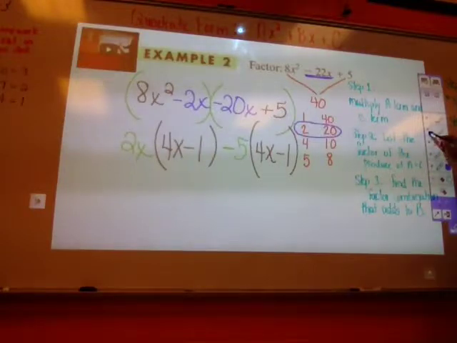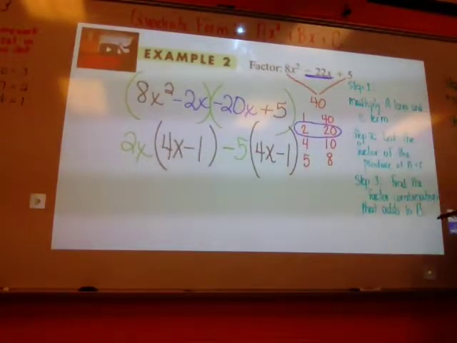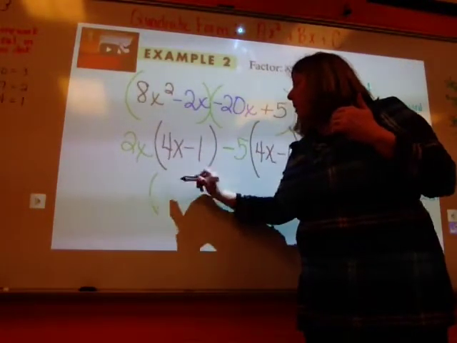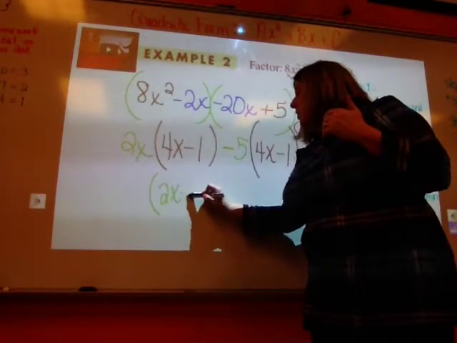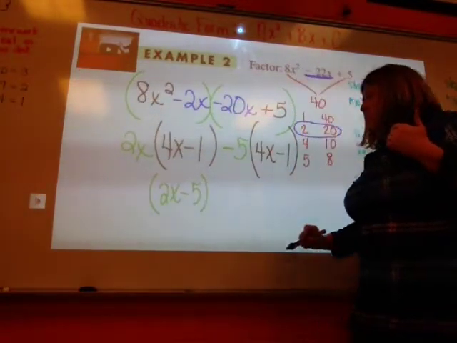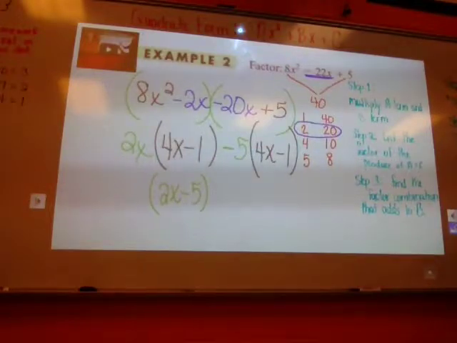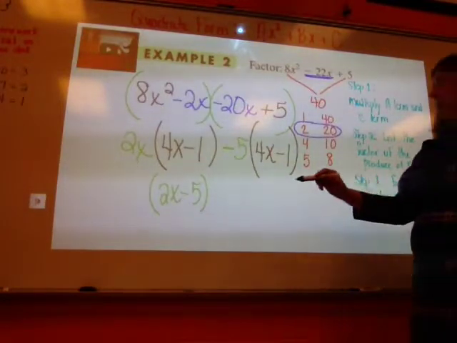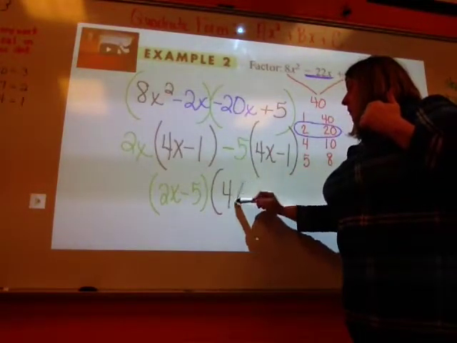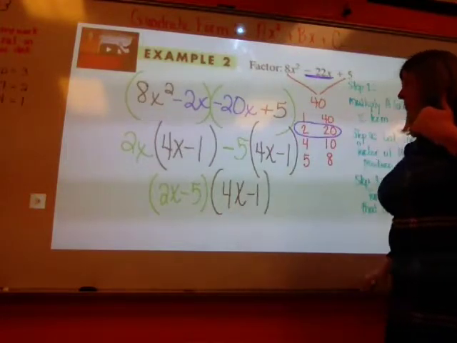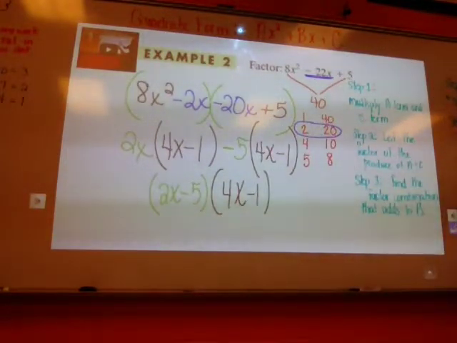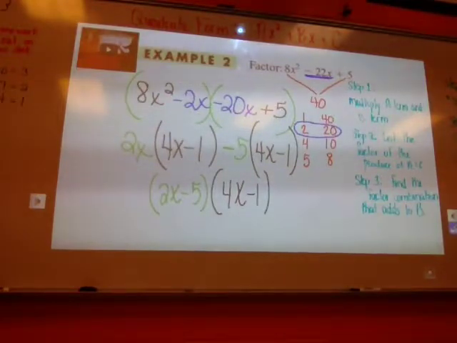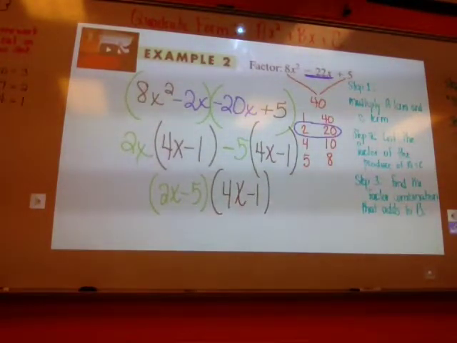So that means I'm going to have for my binomials, my first binomial would be a what? 2x minus 5. Right? And my second binomial would be a what? 4x minus 1. We okay with that? Yes or maybe?